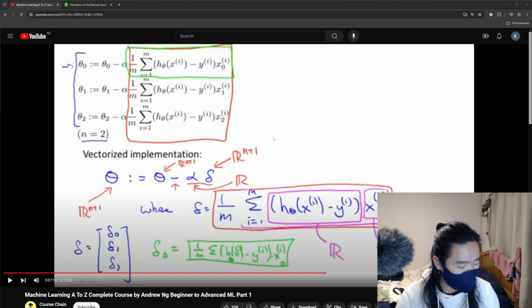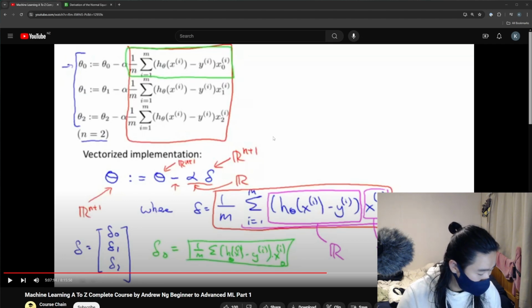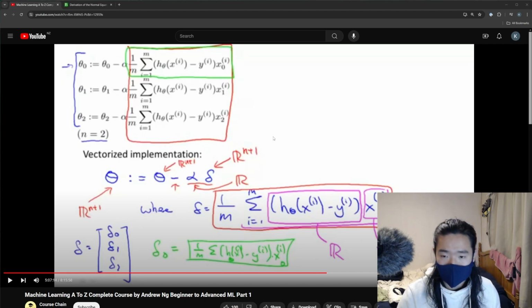I think in week 3 he starts covering classification, and also some other things like overfitting, regularization, L1, L2, and then I think the basics of neural networks.